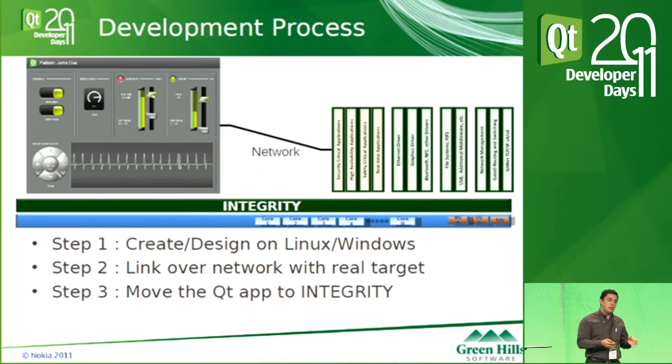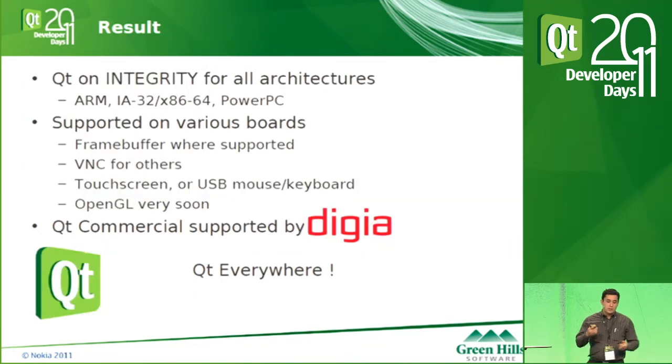The good thing with that kind of development process is that the designers do not have to know the details of Integrity because it's overall portable. So the end result: Qt on Integrity is available today on all the architectures that Integrity supports. You have frame buffer by default. You can have OpenGL in a few days when I find a few hours to work on that. Touchscreen input, USB, mouse, keyboard, custom input API depending on the hardware you have. And if you don't have any screen, you can use VNC.